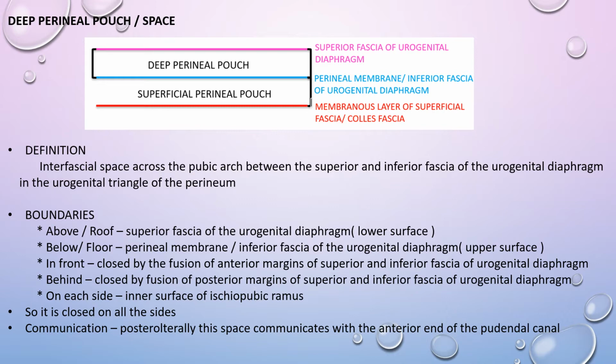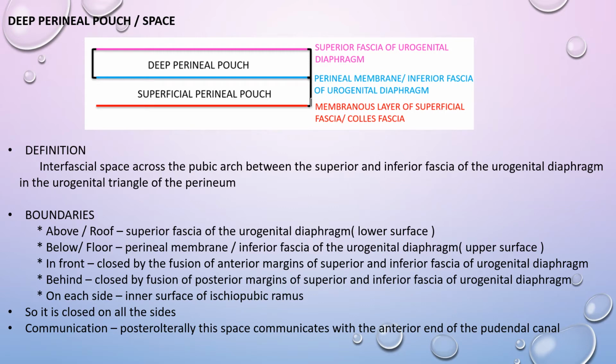In the diagram above, you can appreciate the diagrammatic representation of the three layers of the urogenital triangle. They are Colles fascia, perineal membrane, superior fascia of the urogenital diaphragm. If you carefully observe, there is a space between the perineal membrane and the superior fascia of urogenital diaphragm. This space is called deep perineal space or deep perineal pouch.